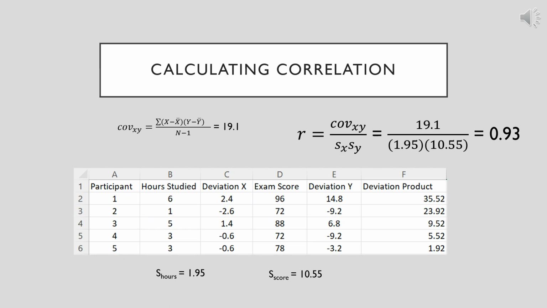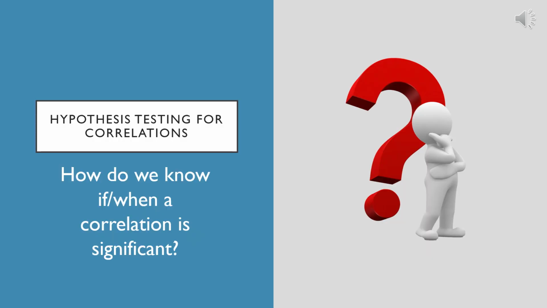But the question remains. Now the question becomes, how do we know if and when a correlation is significant? For instance, is a correlation of 0.9 significant? Is a correlation of 0.001 significant? Is a correlation of negative 0.23 significant? And we're going to figure out how we actually determine whether that's true or not.